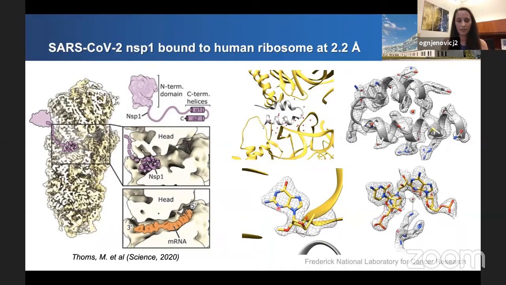Perhaps the most interesting feature now visible at high resolution is this water molecule positioned here at the hotspot of the interaction between NSP1 and the ribosome. This is the well-known KH motif, and we actually start seeing water molecules around it. Again, this is still at an early stage, but we hope that with improving resolution, we will see even more structural details.